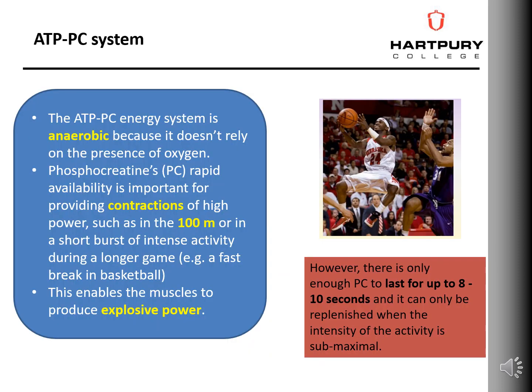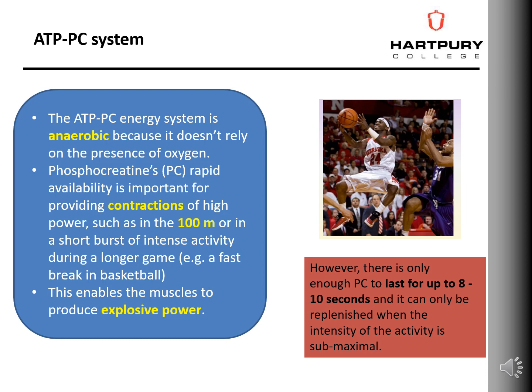So the numbers that we need to know. We've got the ATP-PC system. It's anaerobic because it doesn't rely on the presence of oxygen. And the PC is rapidly available for contractions of high power, such as in 100 meters or in a short burst of intense activity during a longer game, e.g., a break in basketball. It could be a goalkeeper trying to make a save or a quick sprint within rugby. Okay, so that enables the muscles to produce explosive power.